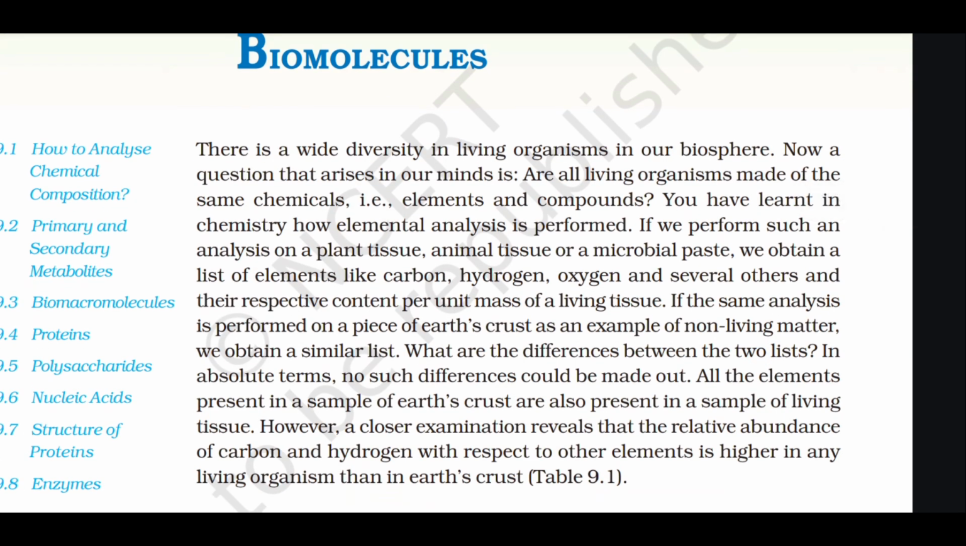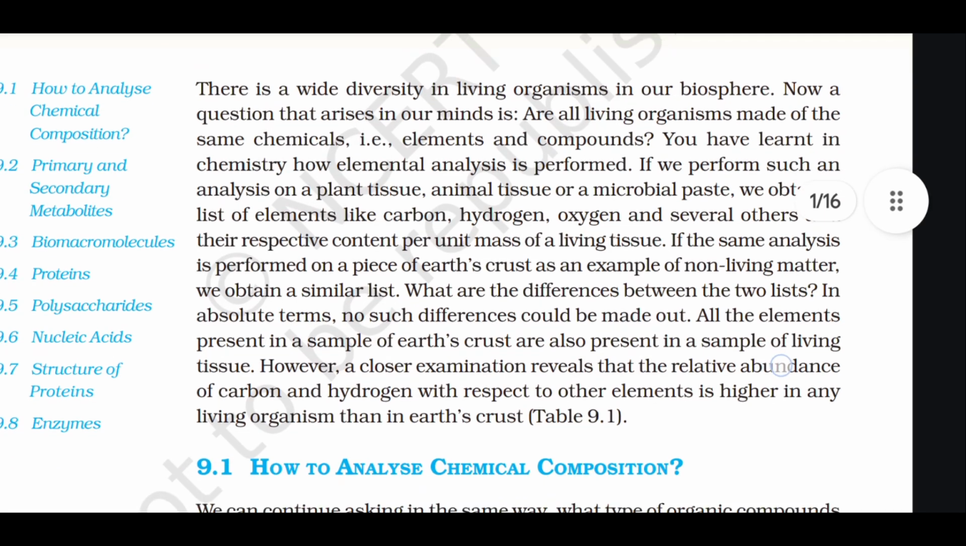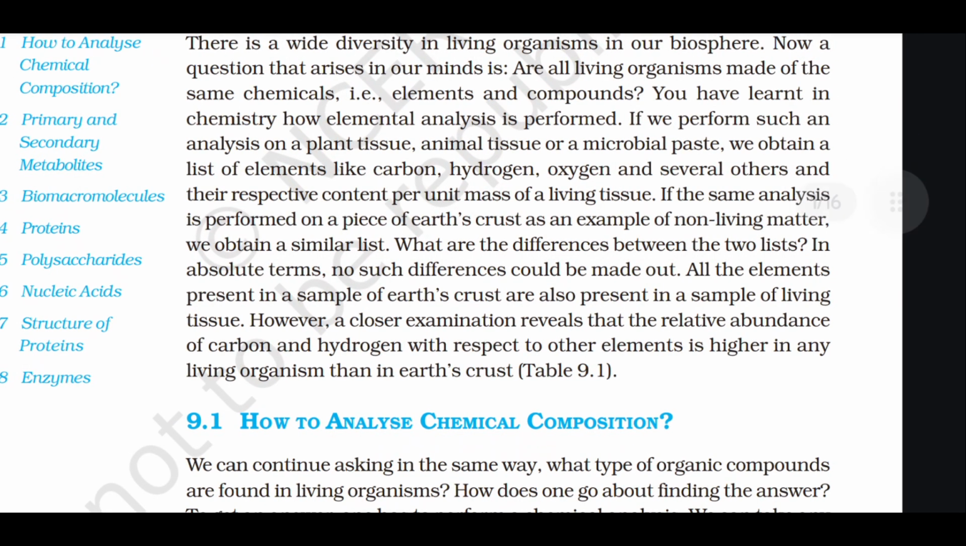If we perform such an analysis on a plant tissue, animal tissue, or a microbial paste, we obtain a list of elements like carbon, hydrogen, oxygen, and several others and their respective content per unit mass of a living tissue. If the same analysis is performed on a piece of Earth's crust as an example of non-living matter, we obtain a similar list. What are the differences between the two lists? In absolute terms, no such differences could be made out.